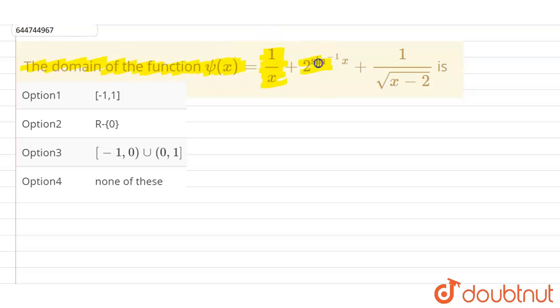Our question is: the domain of the function psi x equals 1 by x plus 2 power sine inverse of x plus 1 upon under root x minus 2 is. Okay, so this is our function and we have to find the domain of this function.